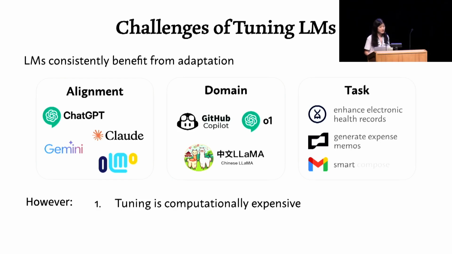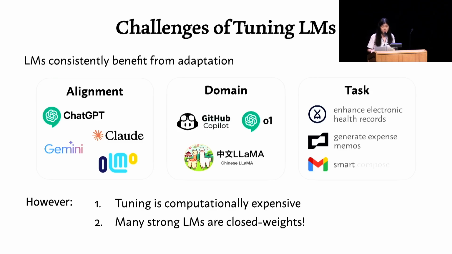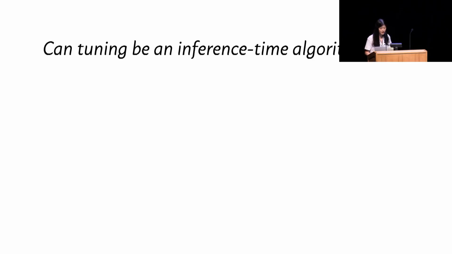First, at the scale of today's language models, this can be really computationally expensive. And additionally, many strong language models today are proprietary, meaning even if you had the compute, you don't have access to the weights in order to update them. So to address both of these limitations, in this work we asked, can fine-tuning be an inference time algorithm?